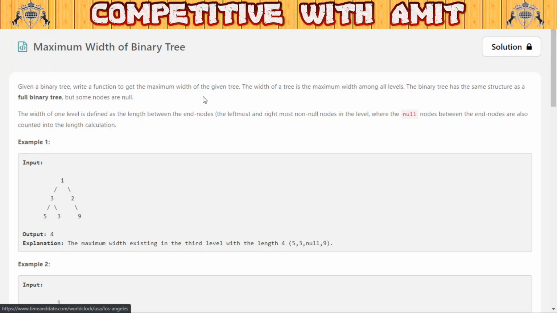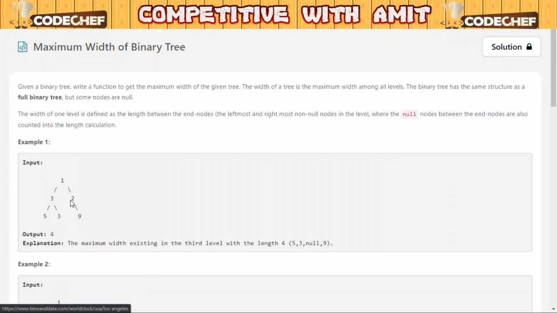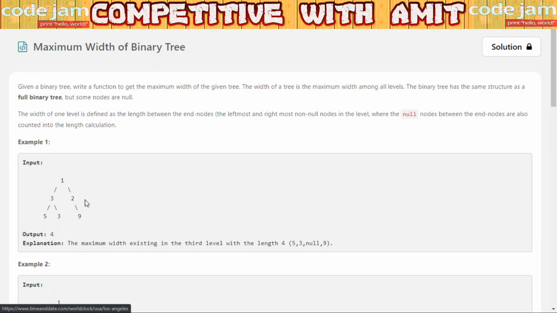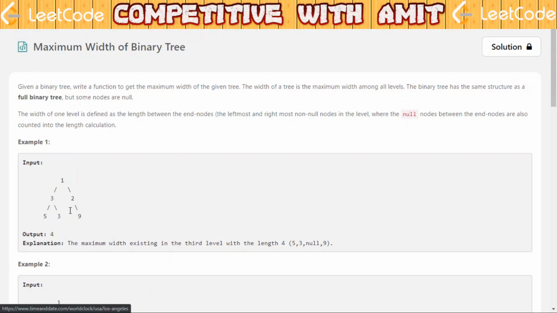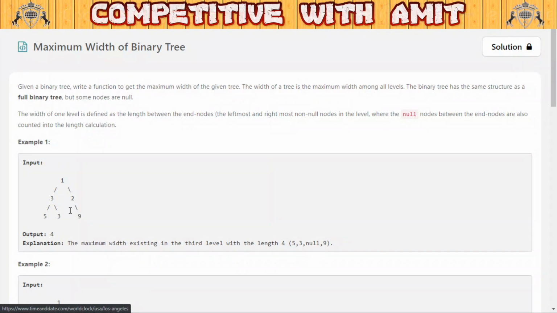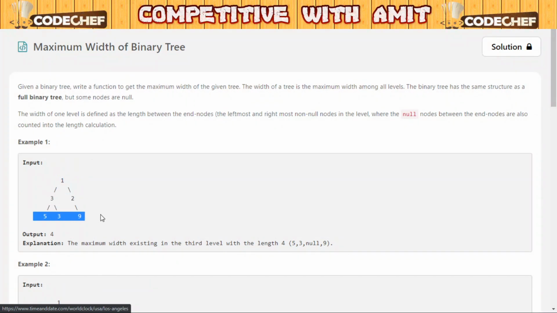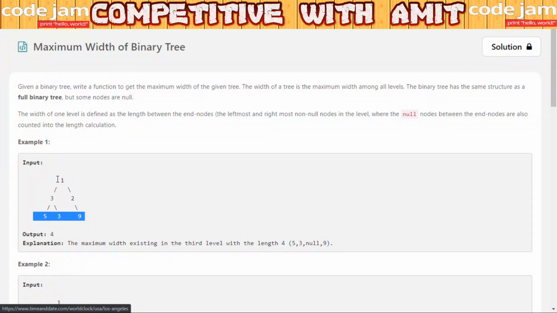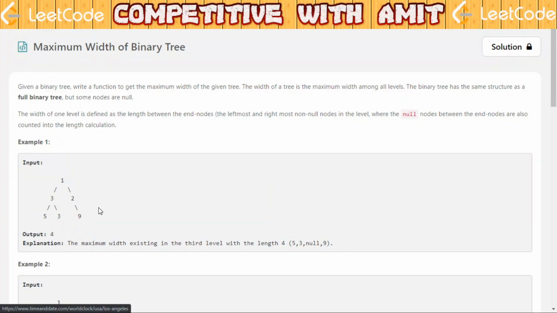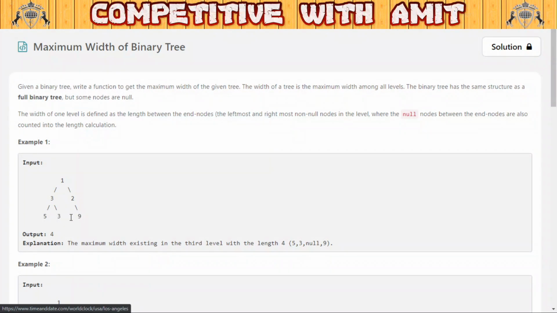So what we are given is a binary tree and we have to find its width. Suppose we have this whole tree, what will be its width? First of all, what is width? We have to understand that thing. The width is calculated among the levels only. First we calculate for this level, then for this level, it will be 1, for this level it will be 2, for this level it will be 3. Sorry, it will be 4 for this level.